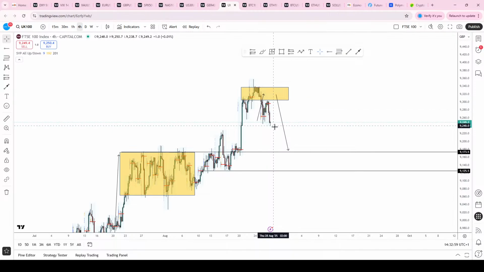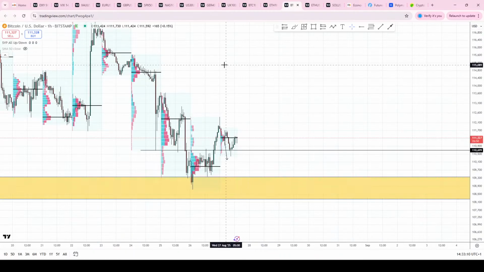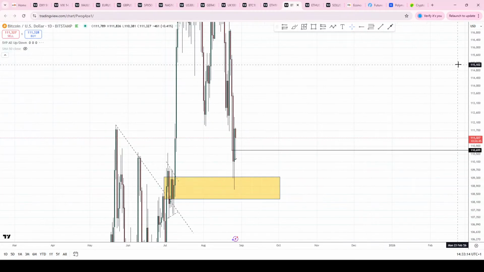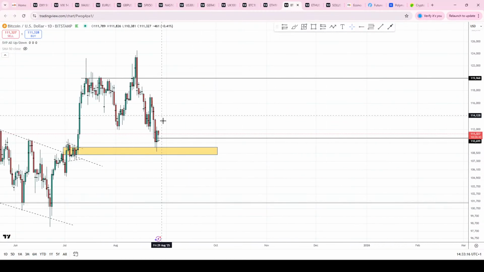It'll be interesting to see whether we get another faded move back into that sub 9200 level, into around 9150. So that'll be an interesting one to look at as well. And then, of course, when we look at the crypto side of things, just very, very quickly, these moves on BTC that we've looked at played out perfectly.